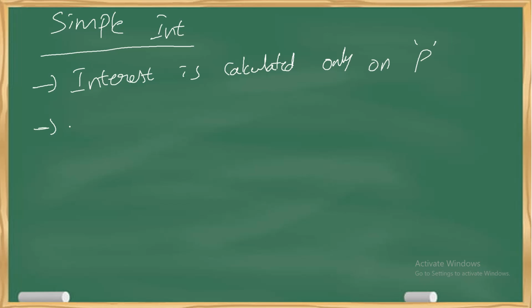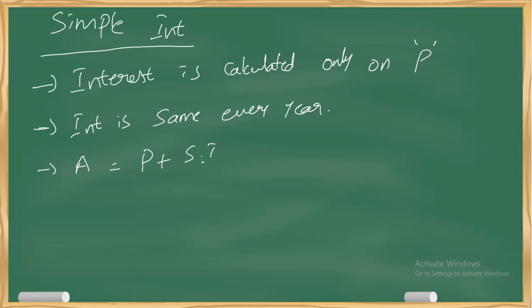The second important point here is interest is the same every year, so it will not change year by year. Understand the point here? And amount is equal to principal plus simple interest. Amount means the final sum of money you are supposed to repay.